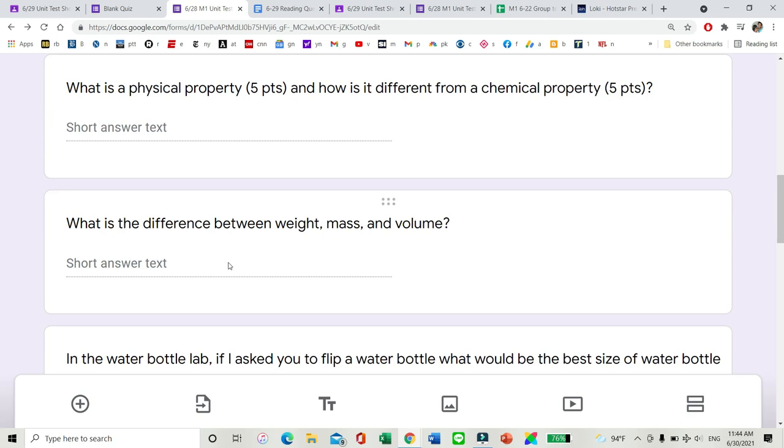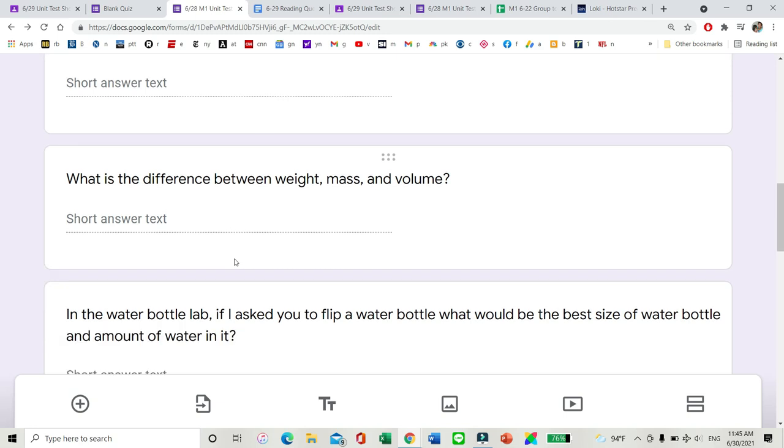The difference between weight, mass, and volume. If you could just define for me that weight is a function of mass times gravity. Mass is the amount of atoms in your body. It's different from volume, which is determined by the amount of space you occupy, measured in cubic units.